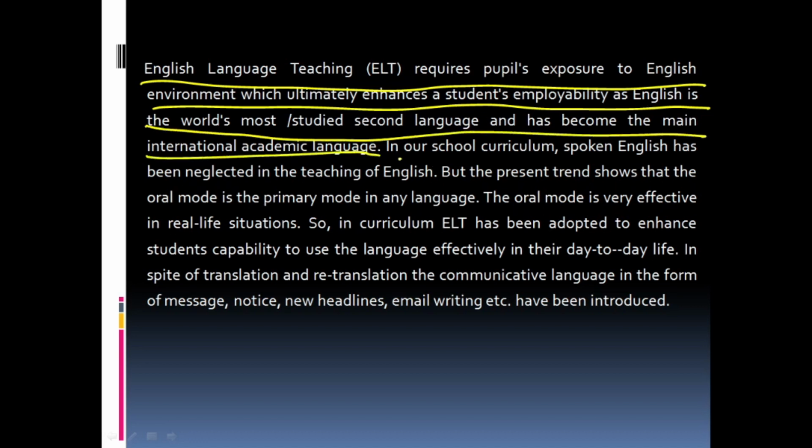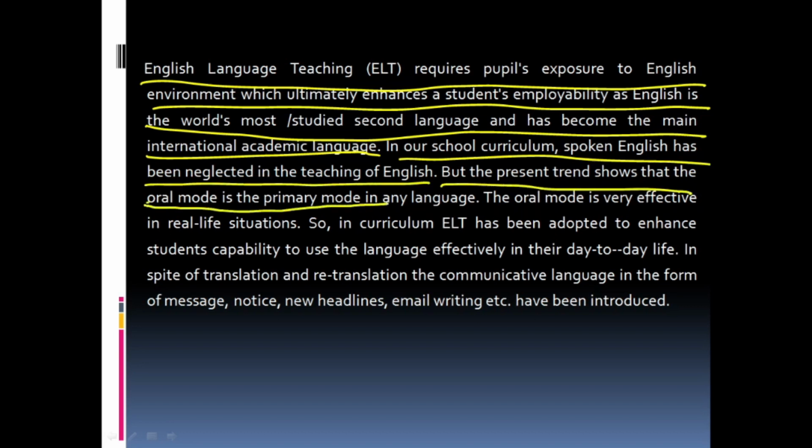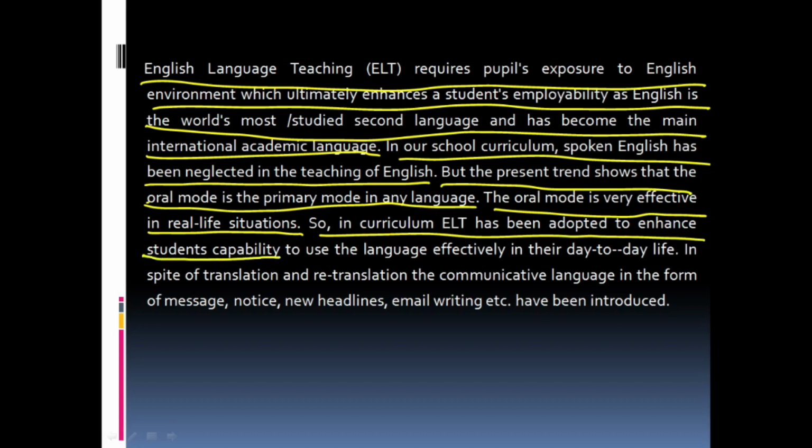In our school curriculum, spoken English has been neglected in the teaching of English. But the present trend shows that the oral mode is the primary mode in any language. The oral mode is very effective in real life situations. So in curriculum, ELT has been adopted to enhance students' capability to use the language effectively in their day-to-day life.